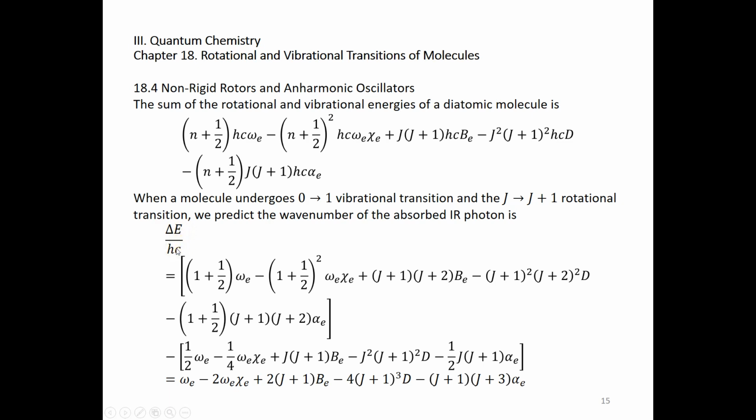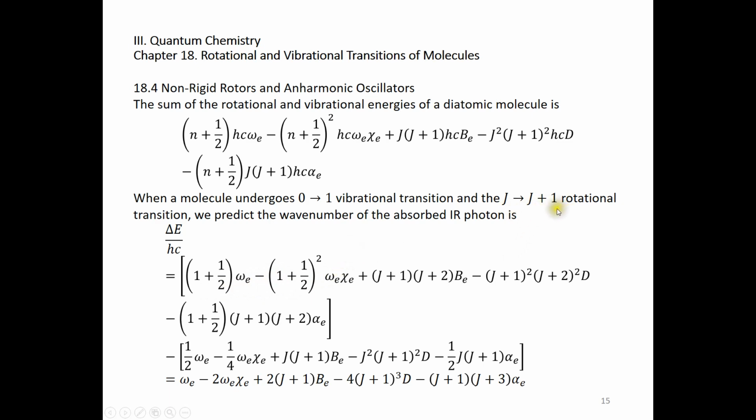Divided by hc, we have this equation. This is the final state, this is the initial state. So we have the final state minus the initial state over here. For the final state, we have n equals 1 vibrational quantum number. So over here, n equals 1. This is the harmonic vibrational energy and anharmonic correction.